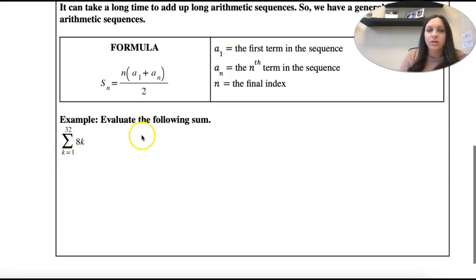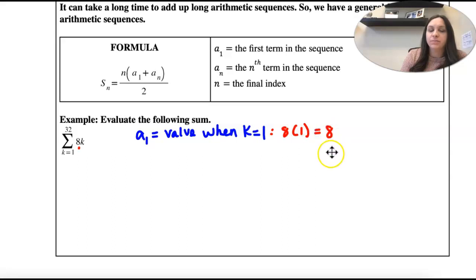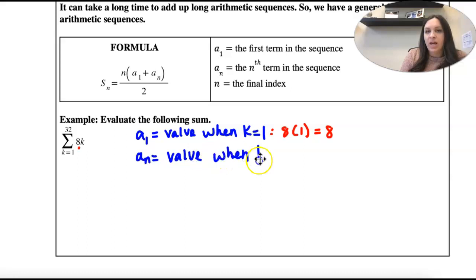So a sub 1 is the value when k equals 1. That's our first term. So let's figure that out. Our argument is 8k. So when k equals 1, we have 8 times 1, which is 8. Alright, a sub n is the value when k equals the nth term, which is 32. It's our upper limit.